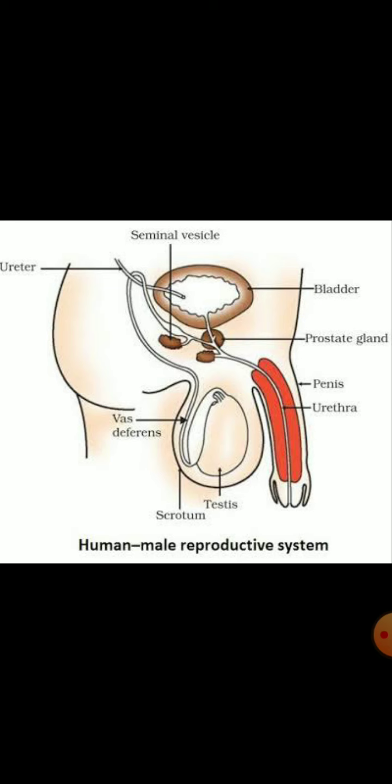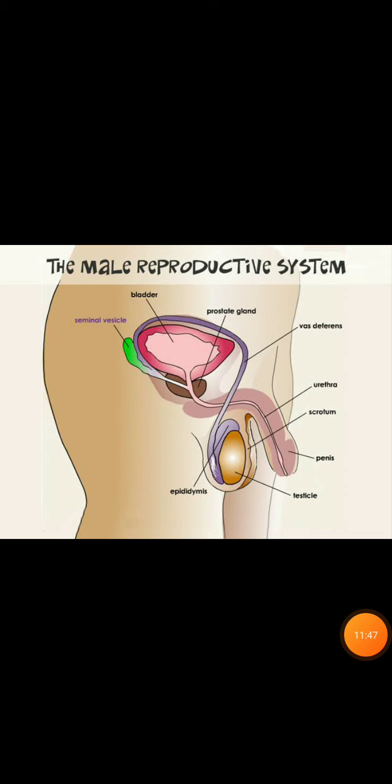The formation of germ cells, that are sperms, takes place in the testes. Also, testes secrete the male sex hormone, and that is testosterone. In boys, testosterone regulates the formation of sperms. Also, it brings the secondary sexual changes during puberty.